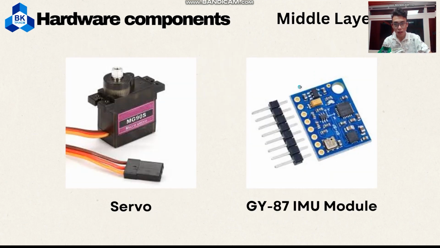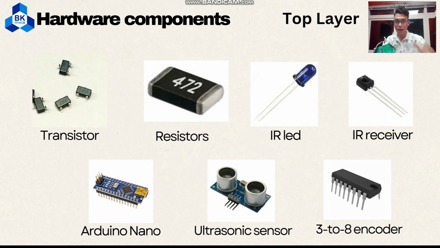The second layer is used to implement the turret synchronization technique. It has the servo and the IMU, inertial measurement unit. Lastly, the top layer is used for measuring the distance and handling all of the sensors and receivers right here.